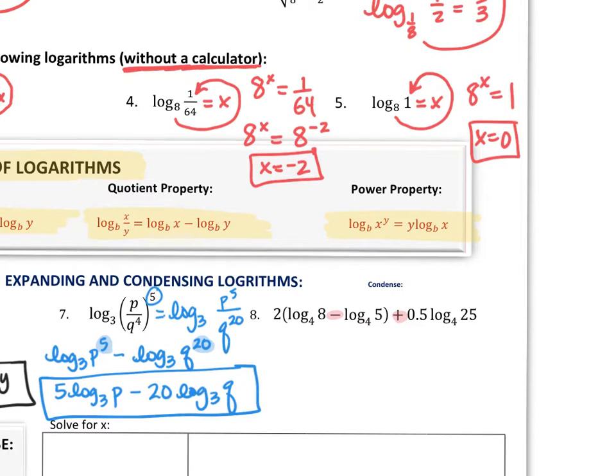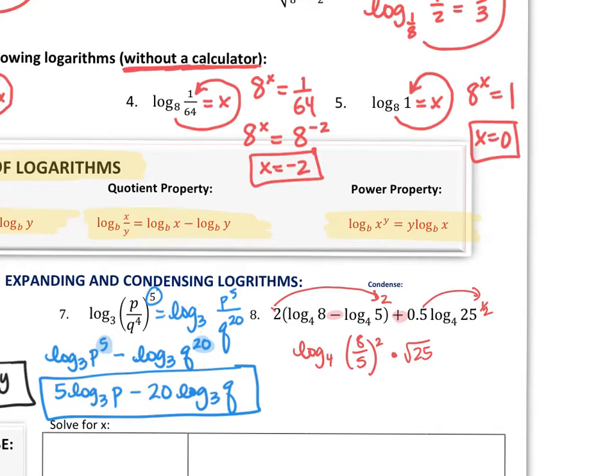So let's see, we would have, okay, so we have here, well actually this whole thing, this exponent goes to the front, right? That'd be squared up here, and that exponent goes up here, so this would be to the 1/2 power. Let's do that first. So now we have log base 4 of 8 divided by 5, and both of those are squared because the parentheses goes with everything. And then we've got times the square root of 25.